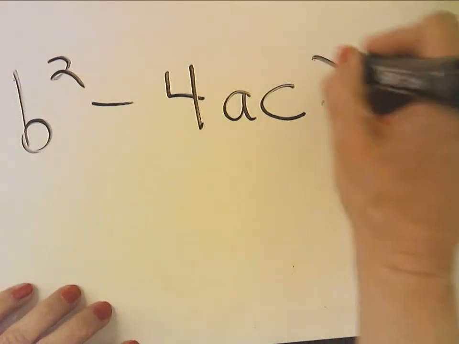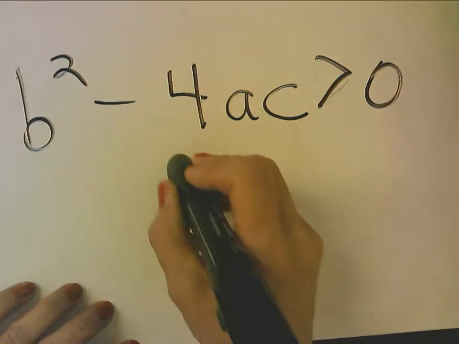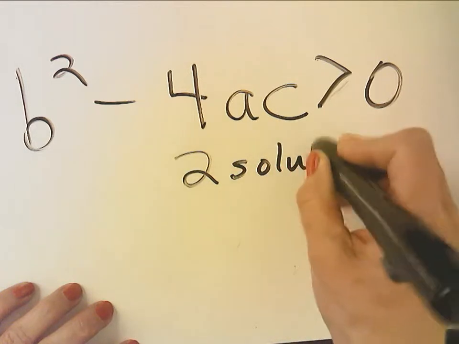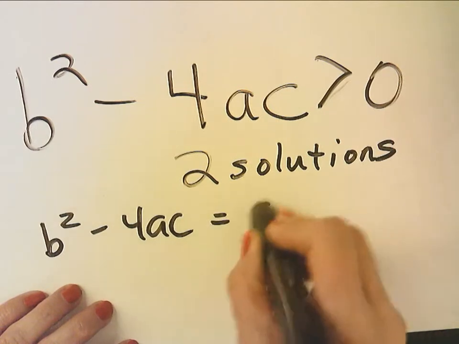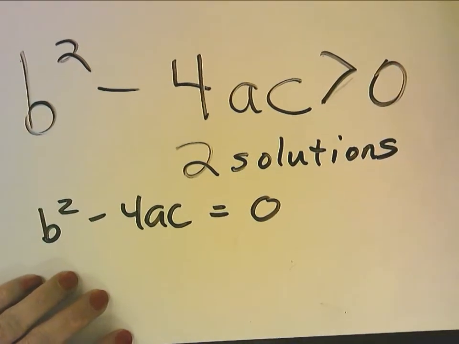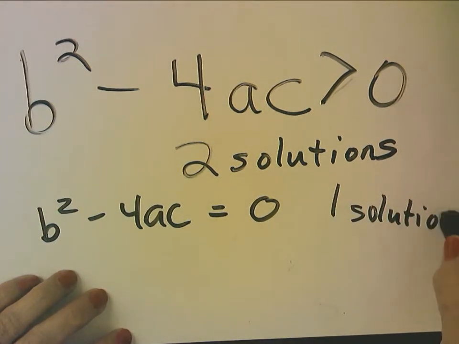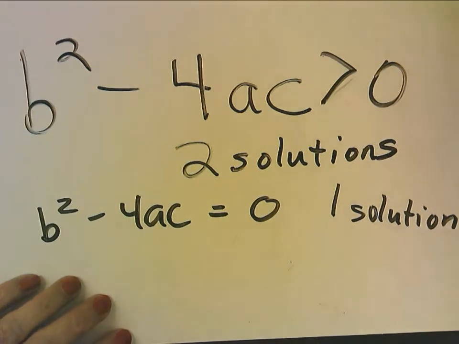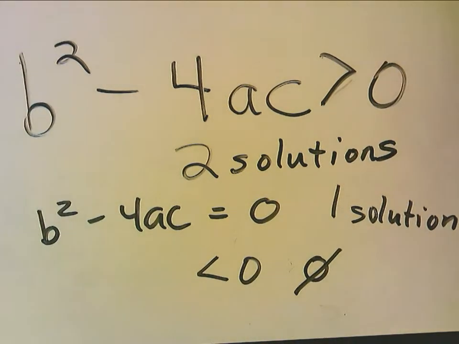Now, when b squared minus 4ac is greater than 0, you can square root it. You're going to add and subtract two square roots, and you're going to end up with two solutions. If b squared minus 4ac equals 0, adding 0 is no different from subtracting 0, so you'll end up with one solution. And if b squared minus 4ac is less than 0, there's no real solution because we cannot take the square root of a negative number.